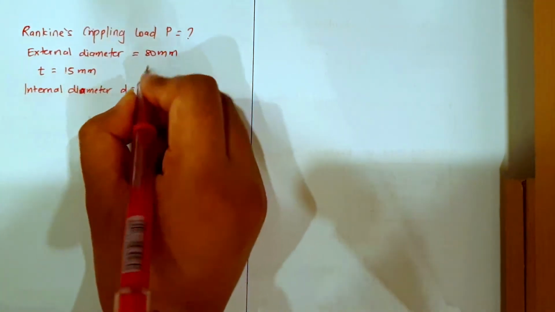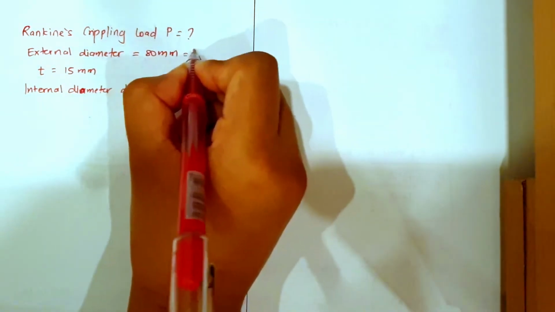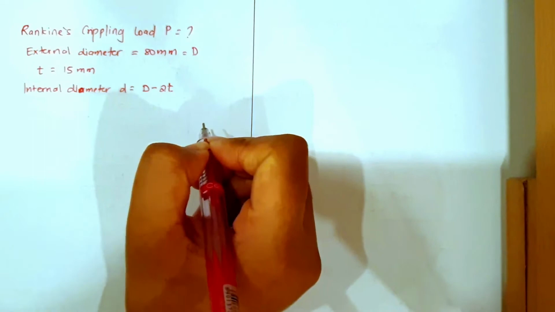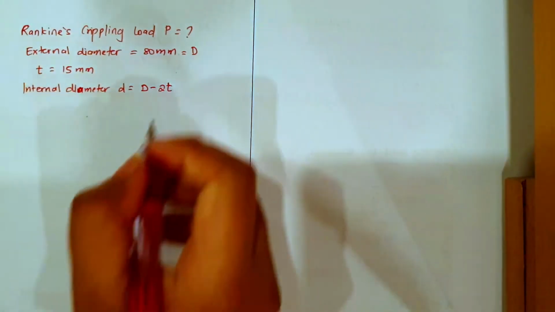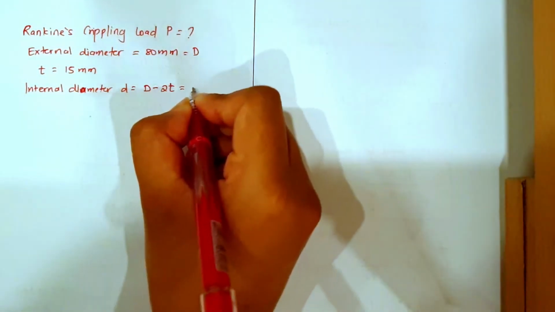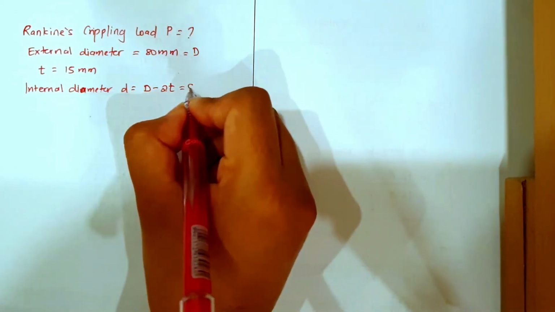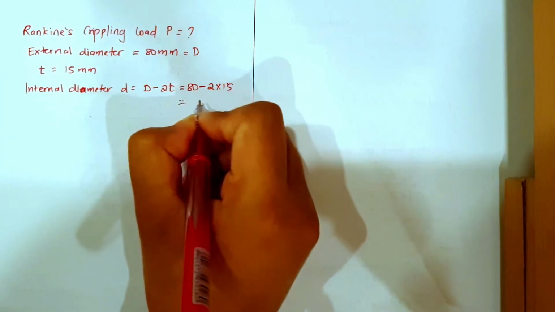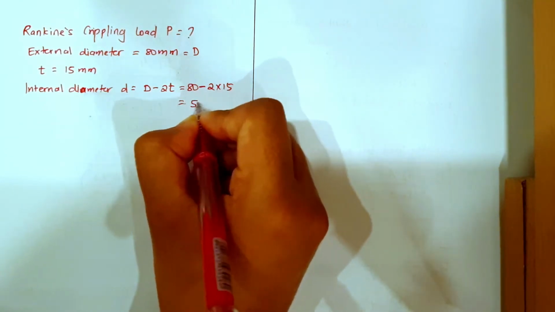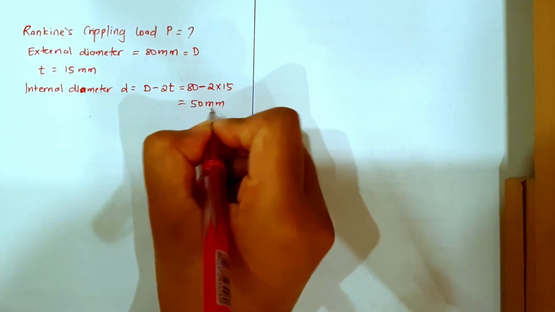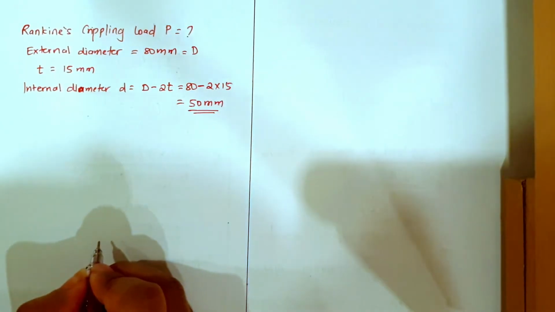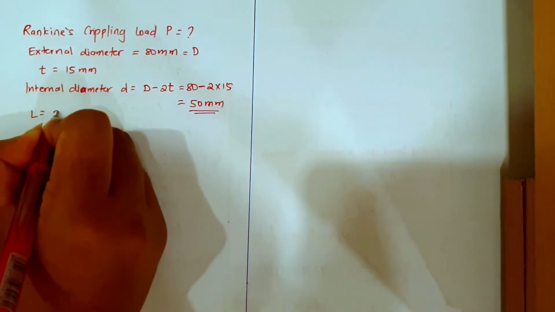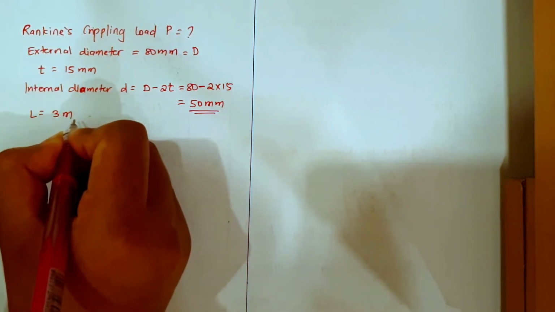small d will be equal to, this external diameter is capital D, right? So D minus 2t will get internal diameter, right? So it will be equal to capital D is 80 minus 2 into 15. So from here you get equal to 50 mm internal diameter. Okay, what else is given? It is given length L is given equal to 3 meter long with both ends fixed.